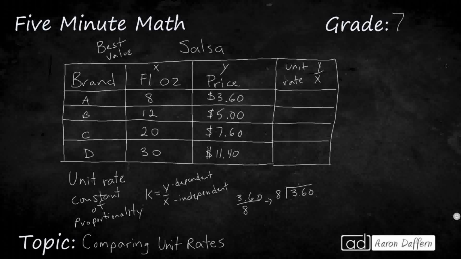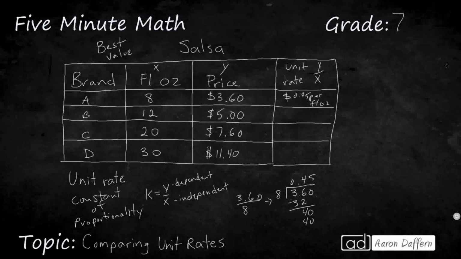All right, so 8 goes into 360. 8 doesn't go into 3. 8 goes into 36 4 times. That's 32. That's 40 that's left. And there we go, a nice even 5. Okay, so this is 45 cents, and I'll say per fluid ounce. That's my unit rate. Let's see if we can find a cheaper unit rate because we're looking for the best value.